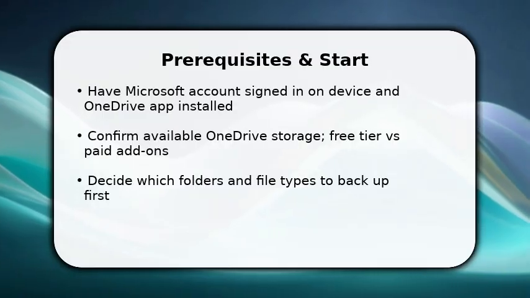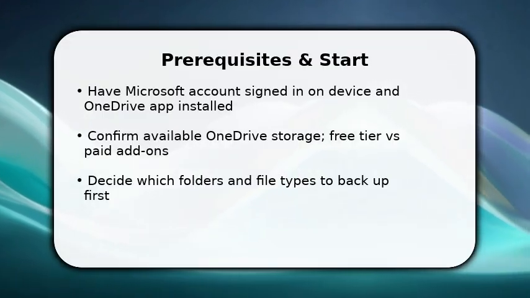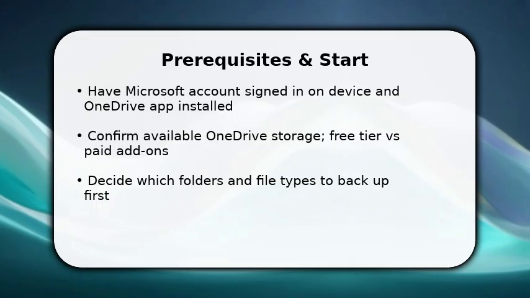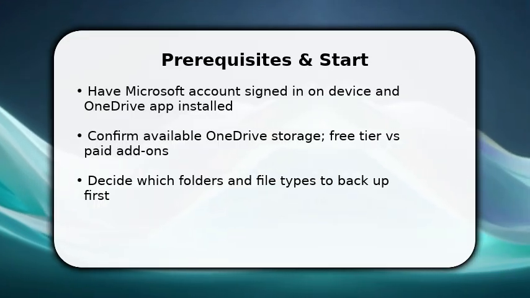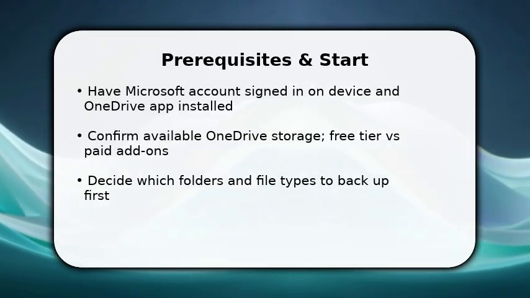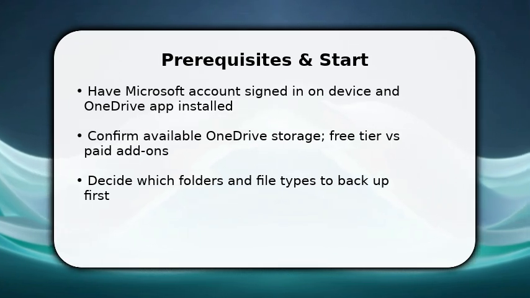Now enable OneDrive Sync for those folders and grant any requested permissions. This ensures OneDrive can access and back up files automatically. Keep an eye on initial upload progress so you know the baseline.